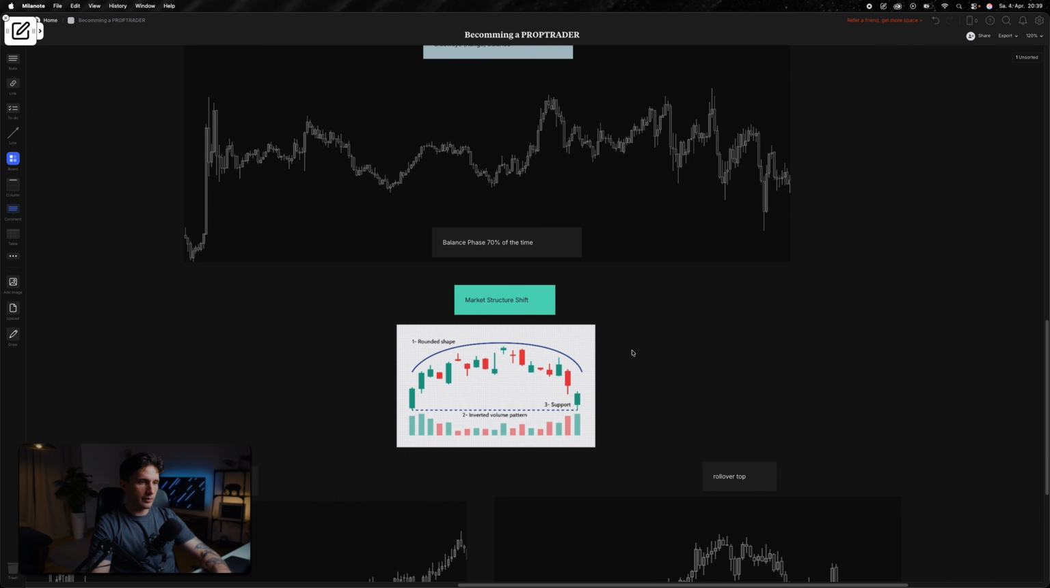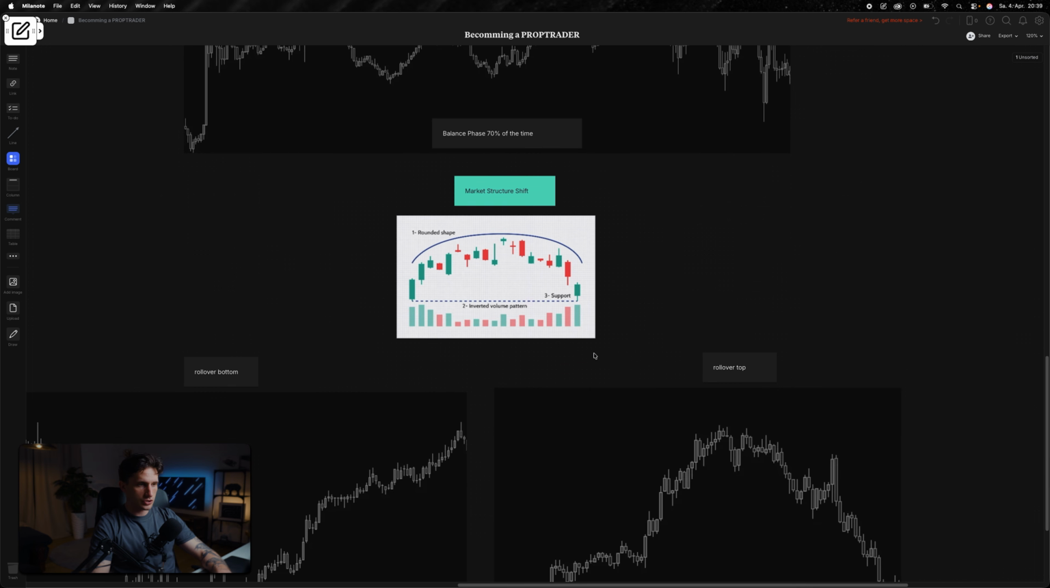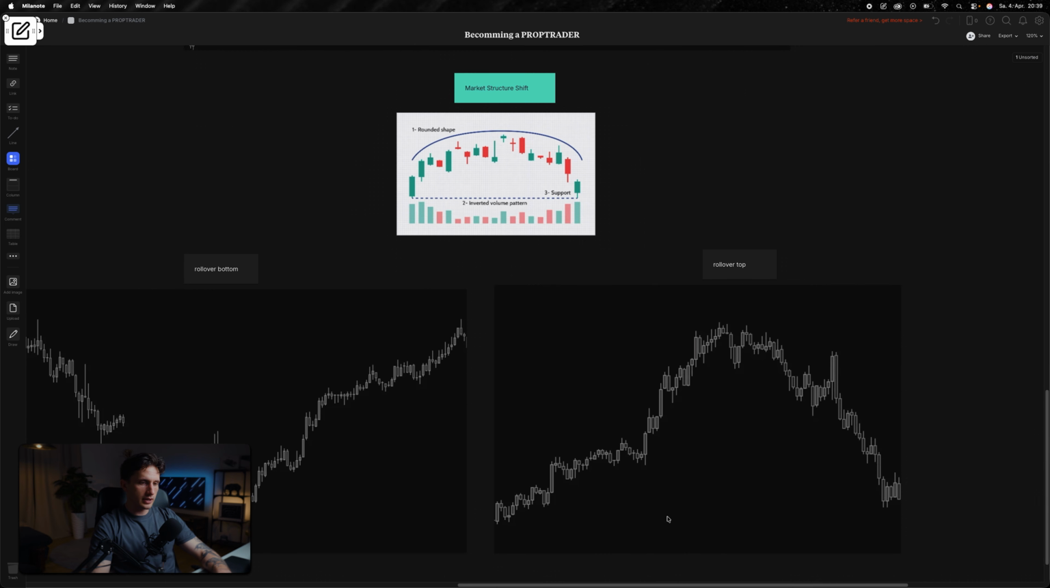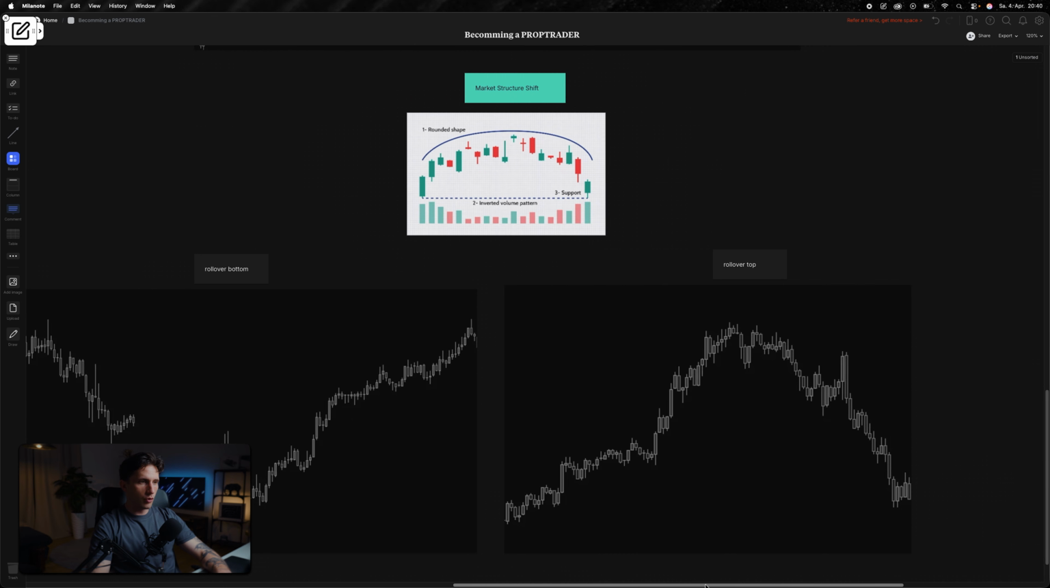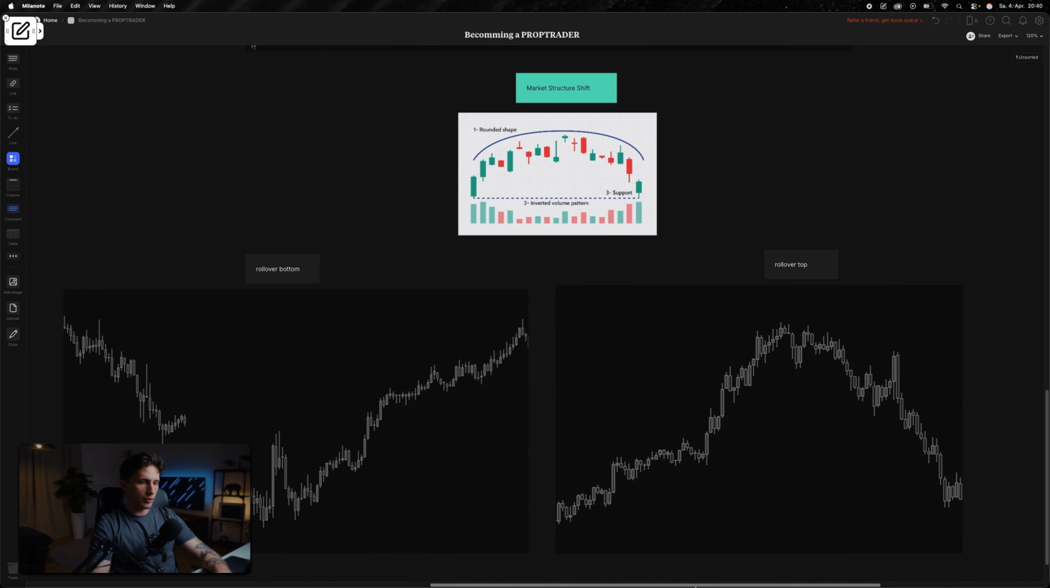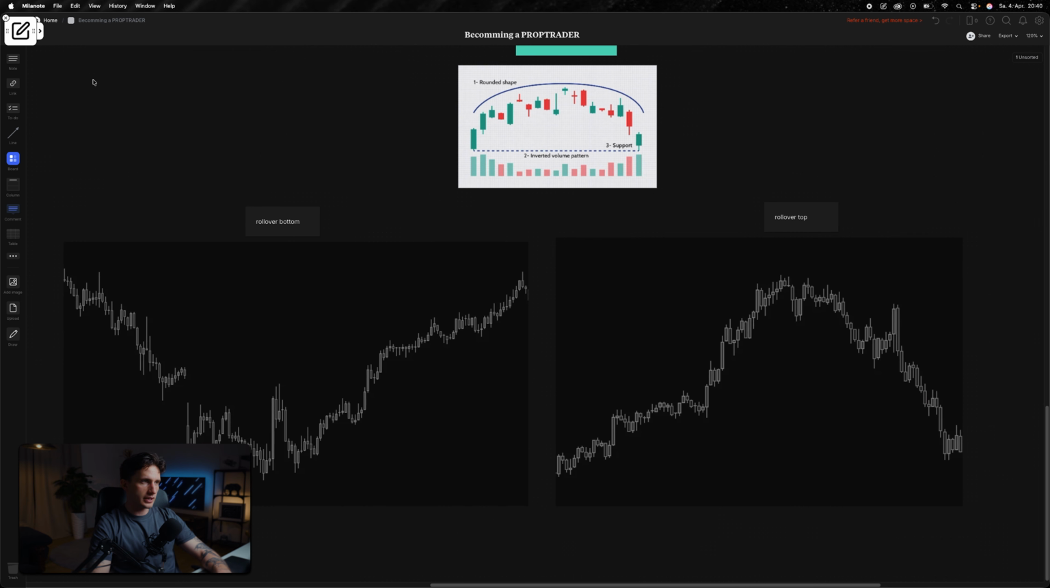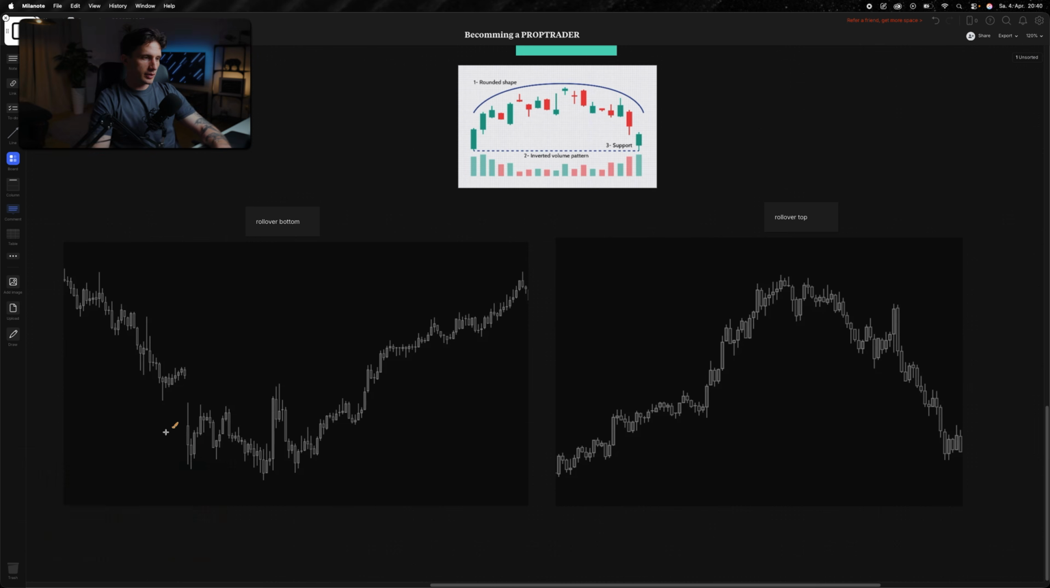Now when we go a little bit lower, we have market structure shifts. I have 2 pictures here and we talk about rollover top and rollover bottom. What I mean by rollover tops and rollover bottoms is when the market is, as it says, rolling over. Right here, rolling over. I don't want a quick push up and then down and push up and then down, right? We are always looking for rollover bottoms and rollover tops.